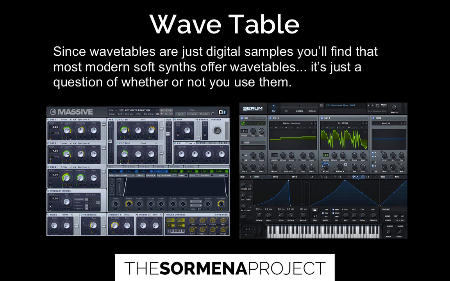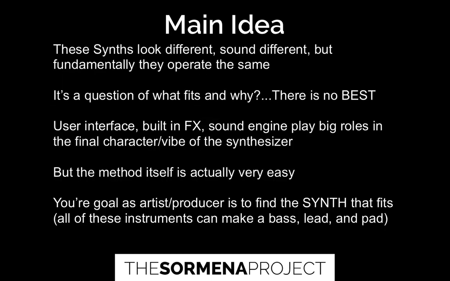Now we start to get into this really interesting gray area of, well, what's wavetable, what's additive, what's subtractive. Just remember that in the case of a subtractive synth, anytime you're using a filter as a major component to the sound, I would argue that that really is subtractive synthesis. All right, so these are our main ideas for the upcoming course content. These synthesizers look different, they sound different, but fundamentally they operate under the same guiding principle. That is sound generation source, filter, amplifier.